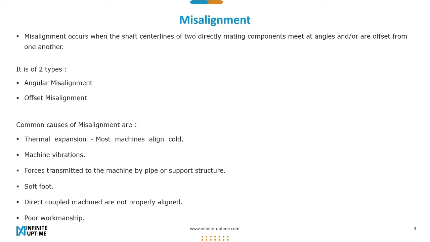The common causes of misalignment are thermal expansion (most machines are aligned cold), machine vibrations, forces transmitted to the machine by pipe or support structure, a soft foot, direct coupled machines not properly aligned, and poor workmanship.